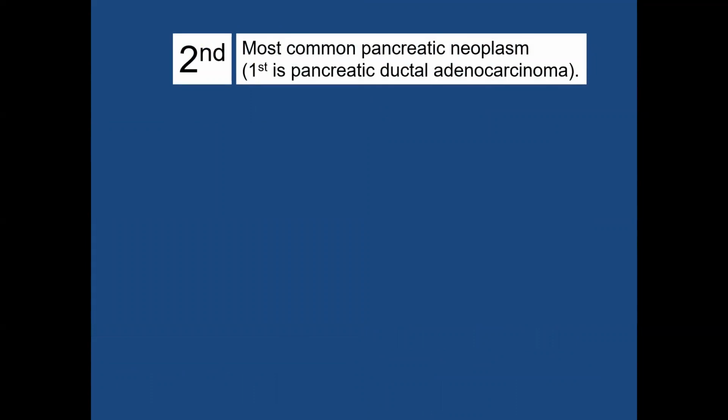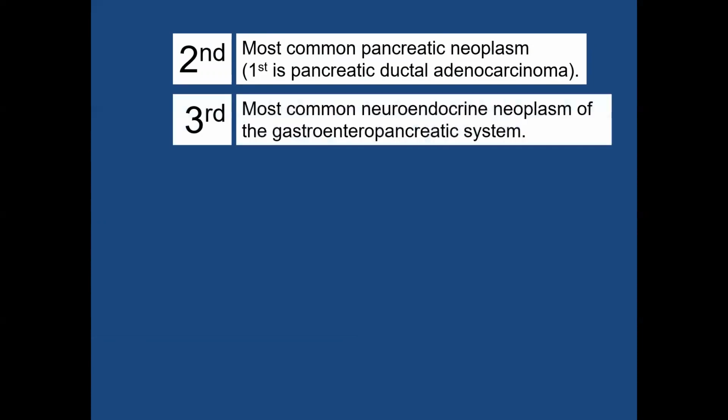In comparison to pancreatic ductal adenocarcinoma, pancreatic neuroendocrine neoplasms are the second most common neoplasm of the pancreas. They're also the third most common neuroendocrine neoplasm of the gastroenteropancreatic system, with the first and second spots going to the ileum and rectum. Now, most lay people are unaware of pancreatic neuroendocrine neoplasms, and that's because the majority of patients have a protracted clinical disease course.